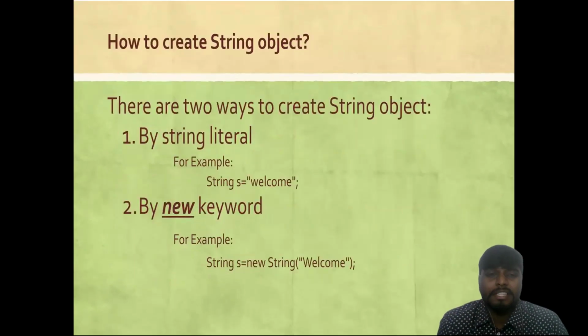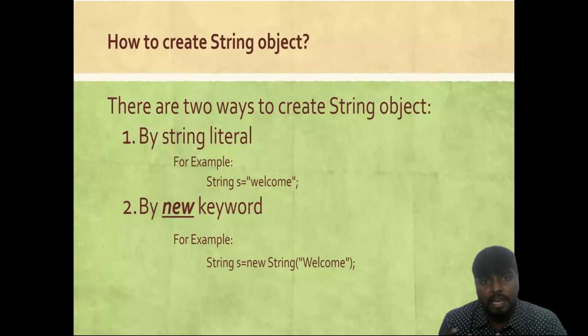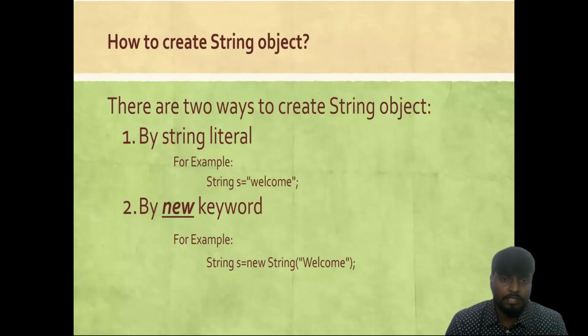So, how to create a string object? A string object can be created in 2 ways. The first is a string literal, using the word String as a data type. String s is equal to "welcome". We are assigning a variable s, of string data type, and in that we are storing "welcome", a group of characters, into a single variable which has the data type of string.